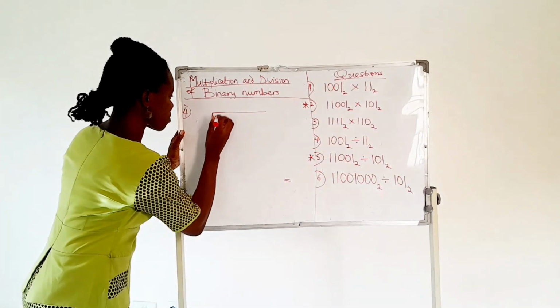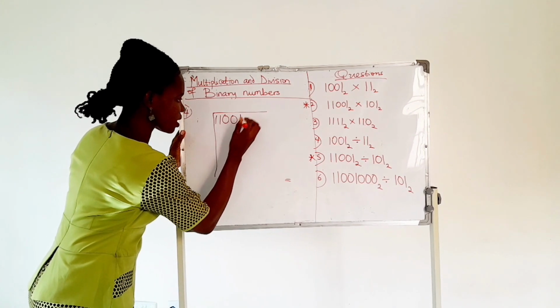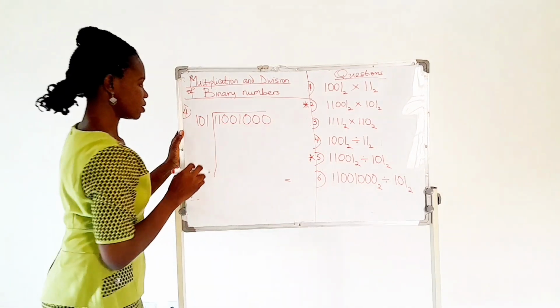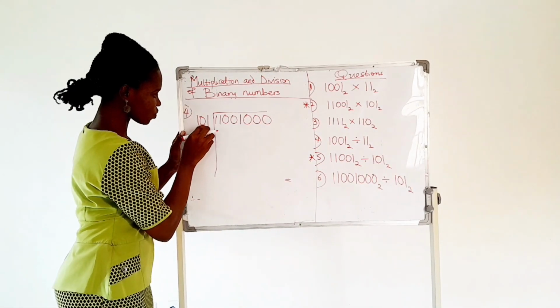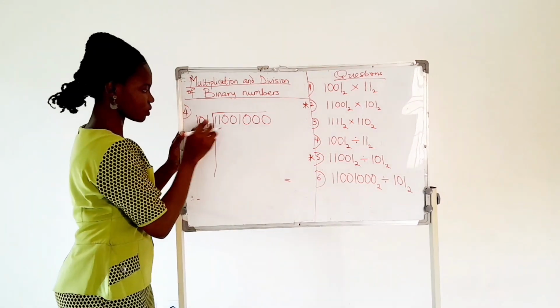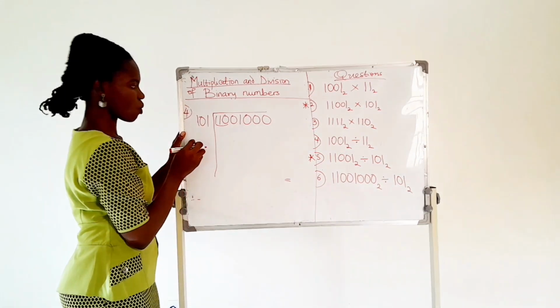So I have 1, 1, 0, 0, 1, 0, 0, 0. We're dividing by 1, 0, 1. So we start, this has how many digits? 1, 2, 3. So we start with the 3 digits. Since it's big enough for it to go, we start with this 1, 1, 0.